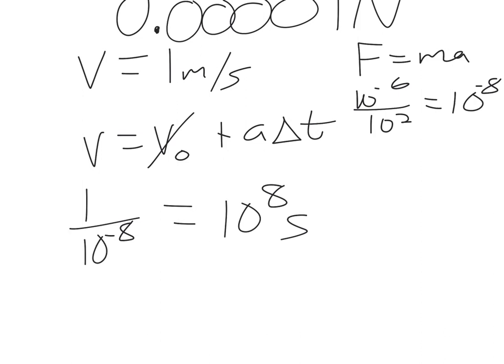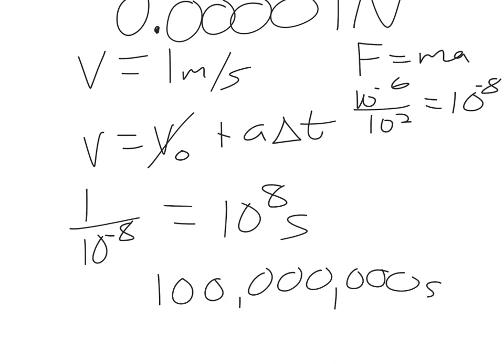Or 1, 2, 3, 4, 5, 6, 7, 8 seconds. 100 million seconds. And I think there's only like 30 million seconds in a year. Right? Yeah, 3 times 10 to the 7th. So it would take you, if you were a meter away from someone, an estimated 3 years to accelerate that person up to a speed of 1 meter per second.